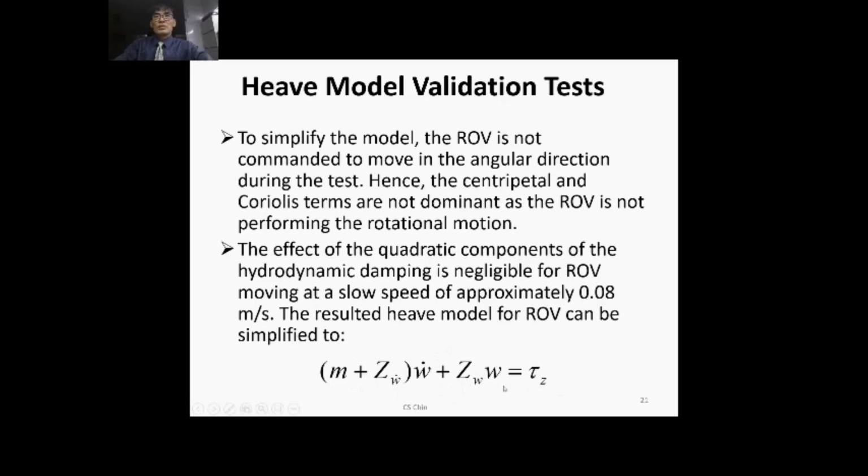It's a first order system. M is the mass in kilograms. The Z subscript W dot is basically the added mass, and the Z_W is basically the damping coefficient. And this tau Z is basically the actuator force, or the thrust.